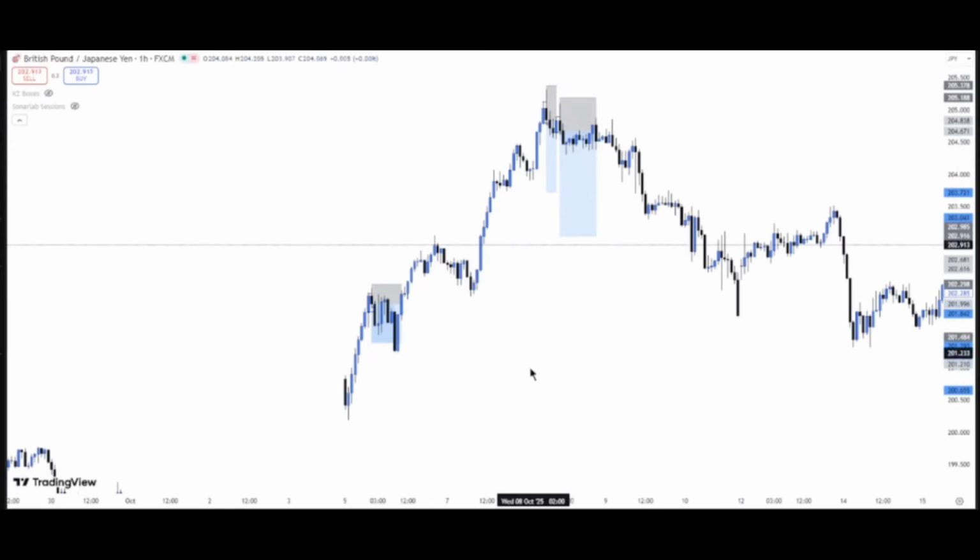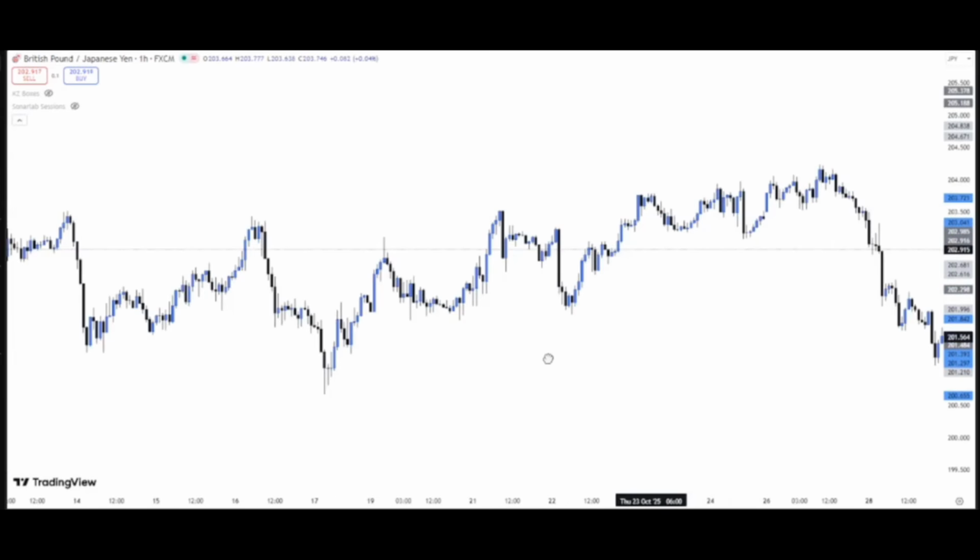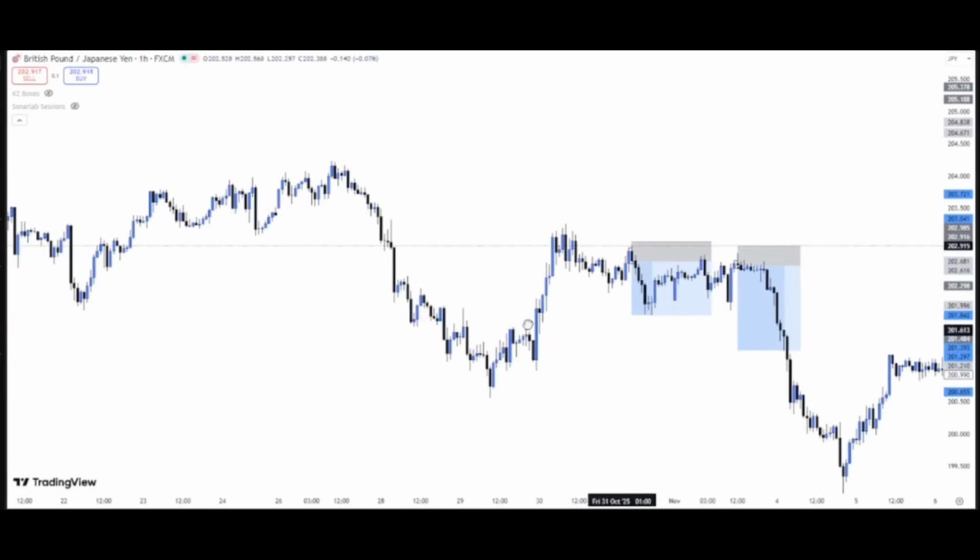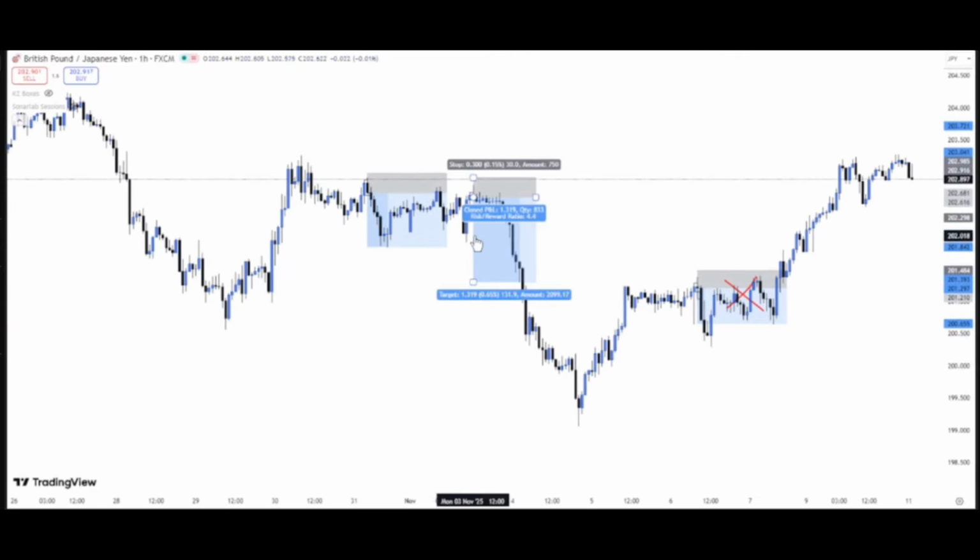So 5 trades within how many weeks? This is on the 6th of October, and we did it till the 1st of November. Okay? Less than 1 month. We have 5 solid trades on just 1 pair. Think about it, guys. Think about it.